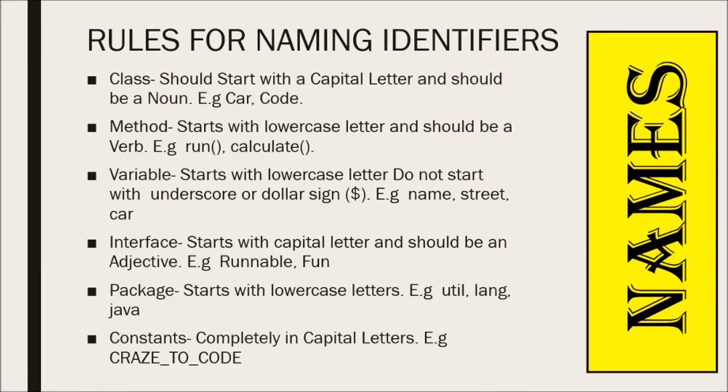Rules for naming identifiers in Java. First one is class. A class should start with a capital letter and should be a noun. I have already mentioned this in previous videos. Examples are Car, Code. Method. The method name should start with a lowercase letter and should be a verb. Examples are run, calculate. On to the third one, variable. A variable name should start with a lowercase letter and should not start with a dollar sign or an underscore. Examples will be name, street and car.